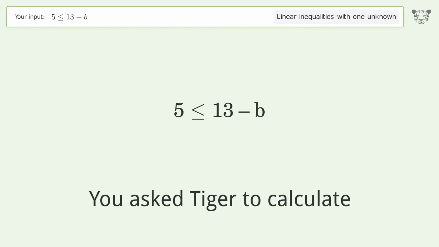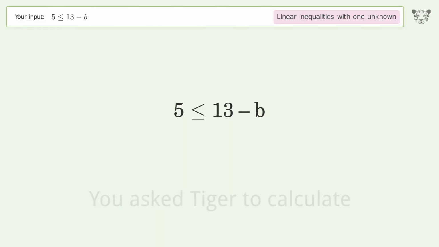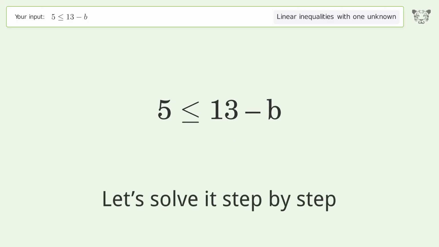You ask Tiger to calculate. This deals with linear inequalities with one unknown. The final result is b equal or smaller than 8. Let's solve it step by step.